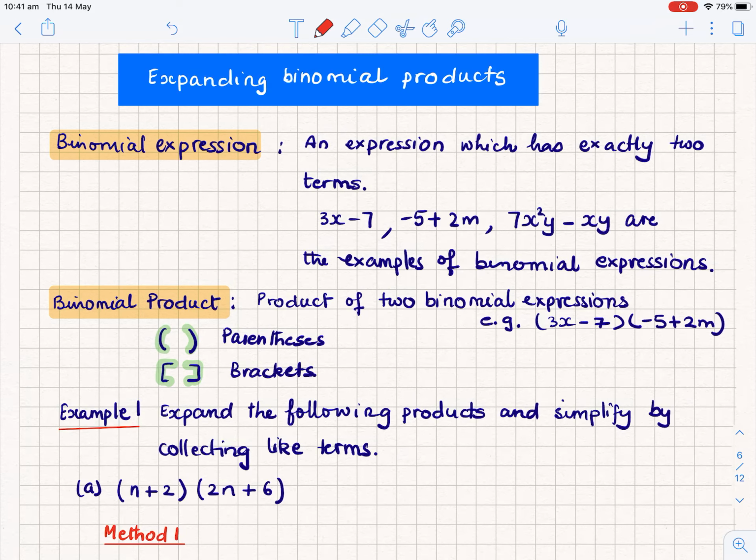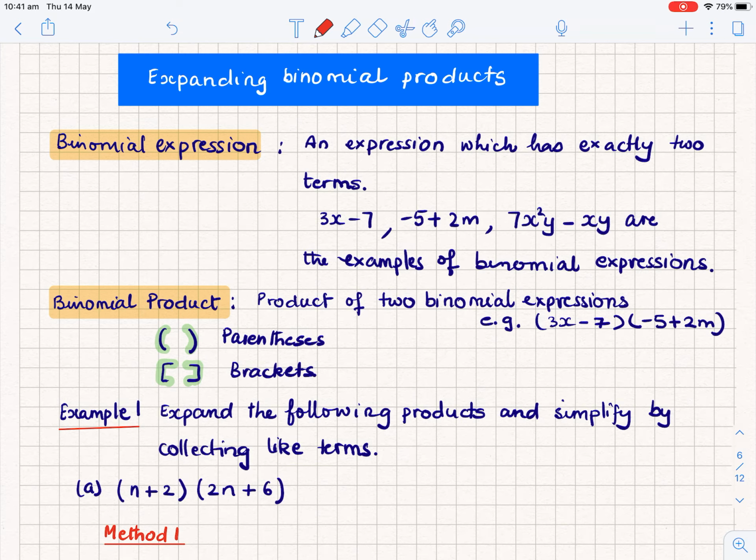In this video, we are going to look at expanding binomial products. A binomial expression means an expression which has exactly two terms. For example, 3x minus 7, with a minus sign between the two terms. So that's two terms. Minus 5 plus 2m, 7x squared, and y minus xy are examples of binomial expressions.